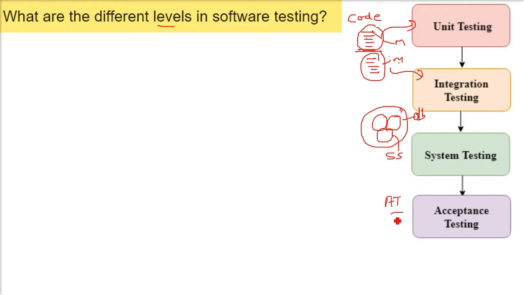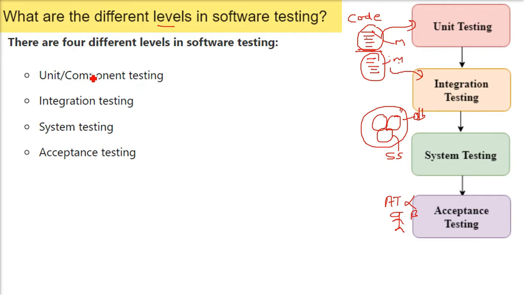And finally, the user will test. That is called acceptance testing, so alpha and beta testing. These kinds of testing are acceptance testing. So there are 4 different levels in software testing: unit testing, integration testing, system testing, and acceptance testing.